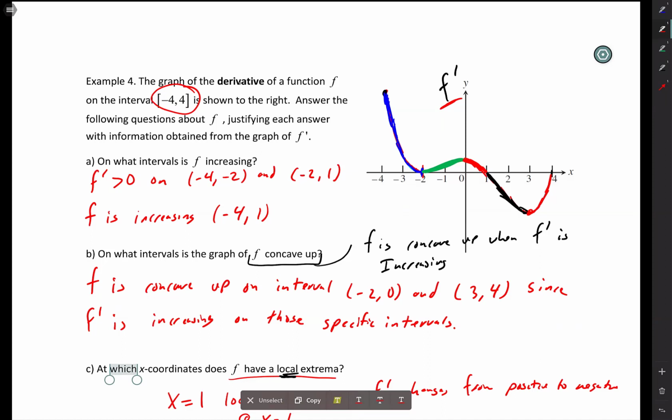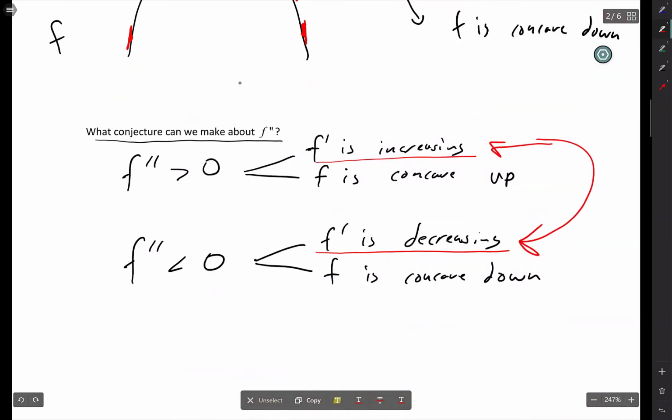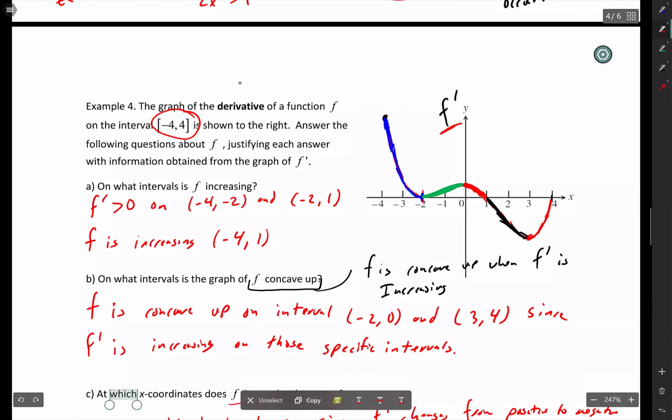Because F prime is increasing, F has to be concave up. The rate of change of the rate of change is increasing. Or it's positive. That's what you told me back here. Remember? Look, right here. You told me if F prime is increasing, F is concave up. That means that F prime prime, the rate of change of the rate of change is positive. That's what's happening right here in this red from 3 to 4. That looks like F prime is increasing to me.